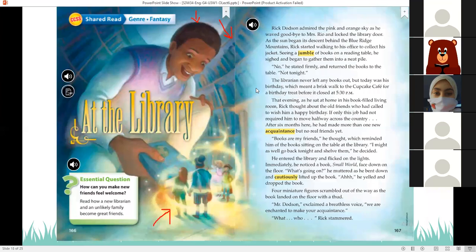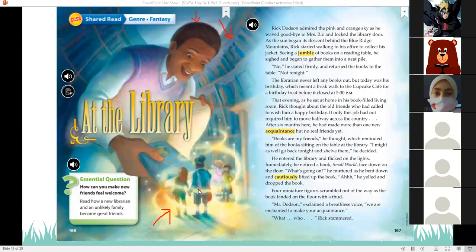This is the lesson. As you can see now, at the library, okay? The library as a setting is real, right? Now here, this boy, I think, is called Rick. So this boy also is real. But what makes this story a fantasy? It's because of these mini figures. Do you see how small they are? Very small. And they look like human beings. So let's see the story about them.